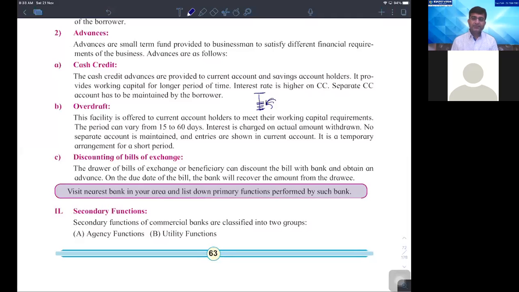Is it clear, Harshad? Yeah, if anyone else has any kind of question with reference to these all.